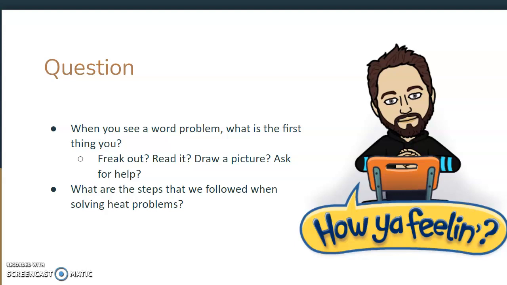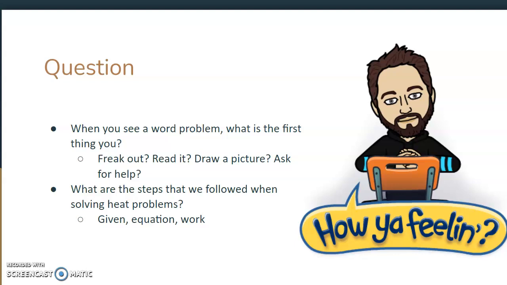So not too long ago, I tried to outline things for us when we did our heat problems. So the first thing we did is, of course, read them. And then we wrote down what we were given, our equation, and then our work using that equation. So we're going to go through those same steps with problems or different things that we have never seen before.